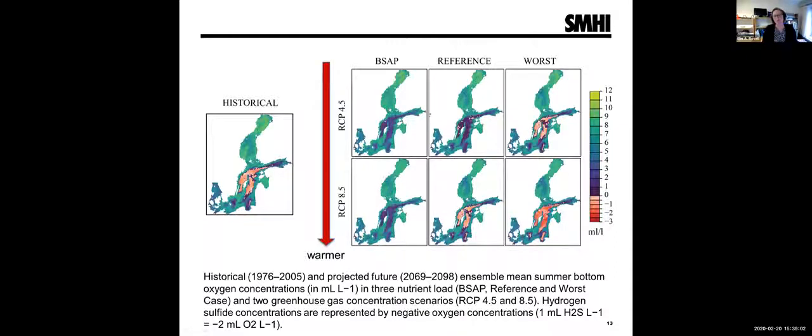So what we see, from the top row to the lower row, is a warmer climate, or temperature increase, in the end of the century. But for the Baltic Sea Action Plan, we can see that it's actually not a big change in the hypoxic area. While if you increase the nutrient load in the reference and the worst case, we can see that the worst case is when we have a lot of nutrients and a warmer climate. So it gets worse both for nutrients, and the climate change is increasing the effects of high nutrient loads. That's what you could say.